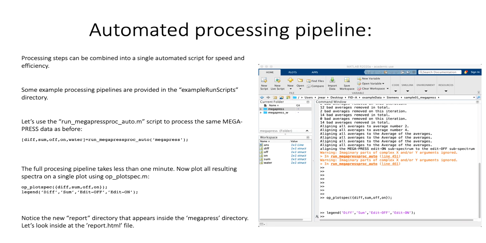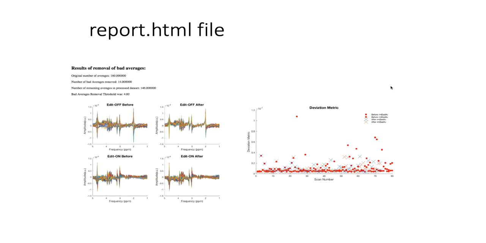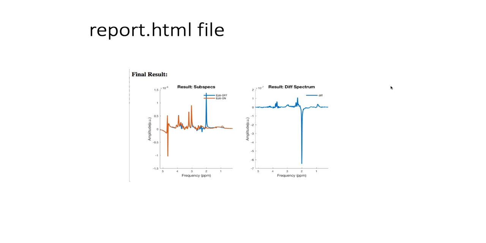Another thing that gets produced by this processing script is a report file. So if I open up the megapress directory, it's going to create a report directory, and inside there's a report.html file that we can look at. So this report file shows us the results of the different processing steps, such as the coil combination step, the step for removing motion corrupted averages, the step for spectral registration, and then the final results, both the edit on and edit off processed spectra and the difference spectrum.